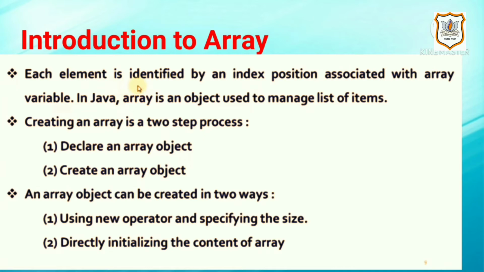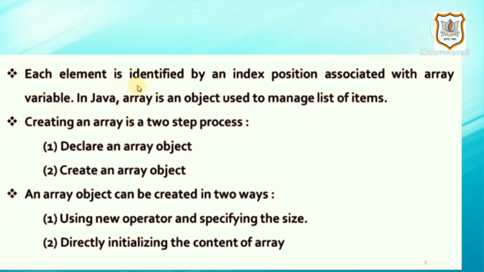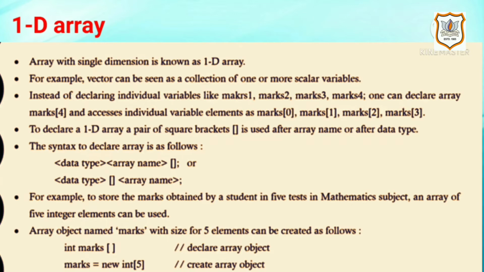Creating an array is two-step process. First, declare an array object and second, create an array object. An array object can be created in two ways. First, using new operator and specifying the size. Second, directly initializing the content of array. Next topic is 1D array. Array with single dimension is known as 1D array.